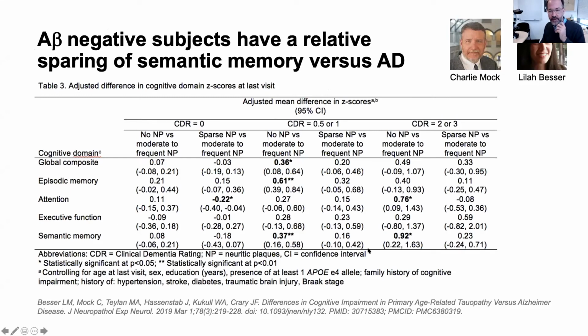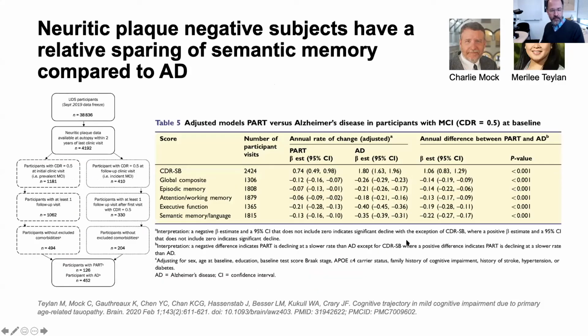She also did a follow-up study where she looked at different cognitive domains: a global composite, episodic memory, attention, executive function, and semantic memory. There are differences between these amyloid negative and amyloid positive patients. Specifically, there was a sparing of semantic memory versus Alzheimer's disease in PART.